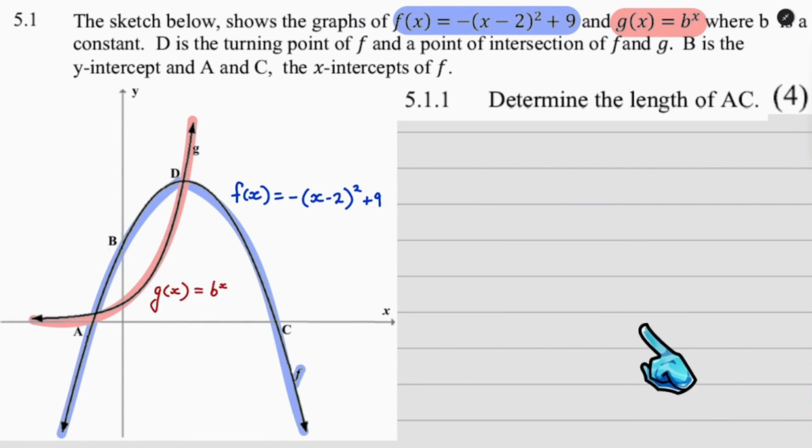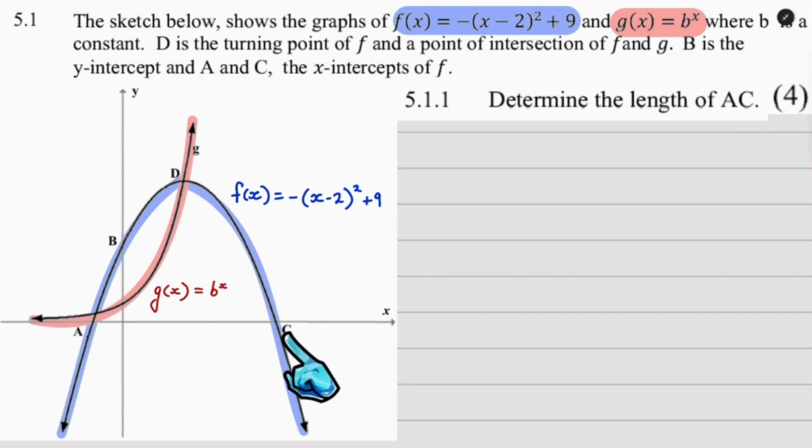Yeah, it's much better. Alright, so look what a difference that makes. I also like to write the equations nearby so that I have them on hand and I don't have to keep going back up to this. Okay, now we need the length of AC first of all.